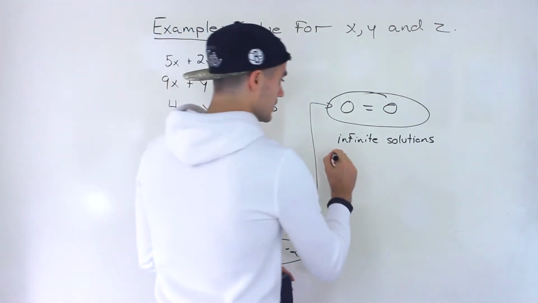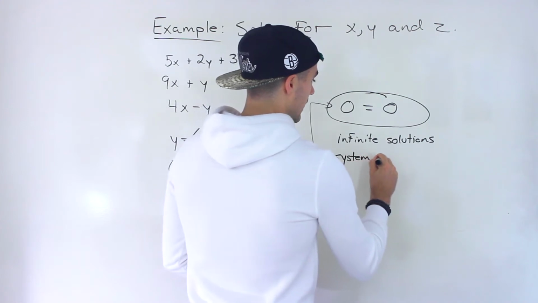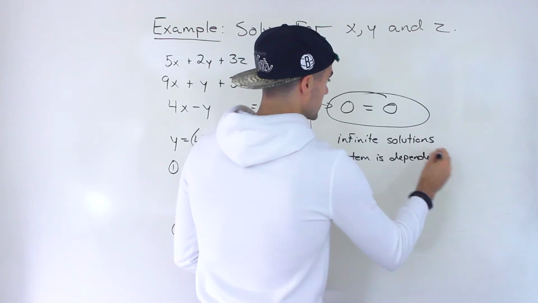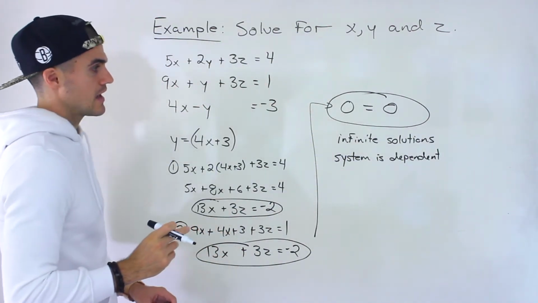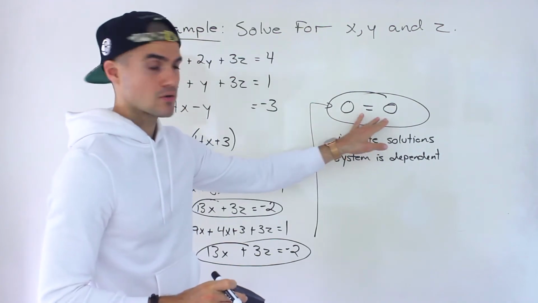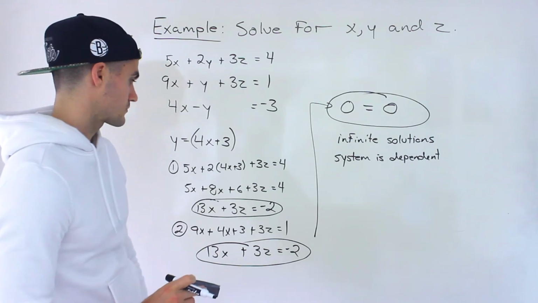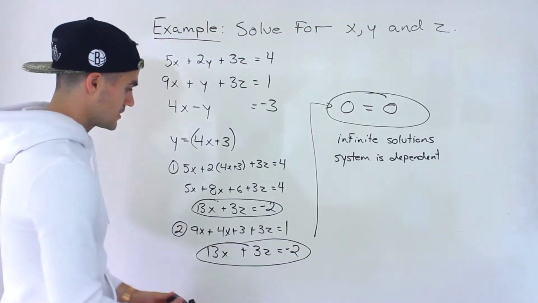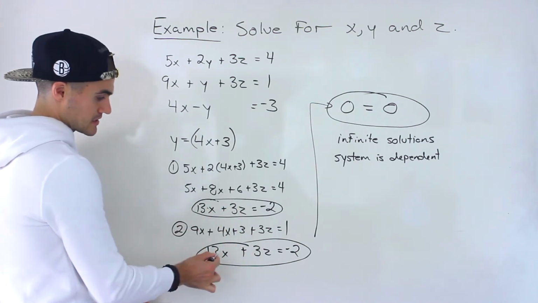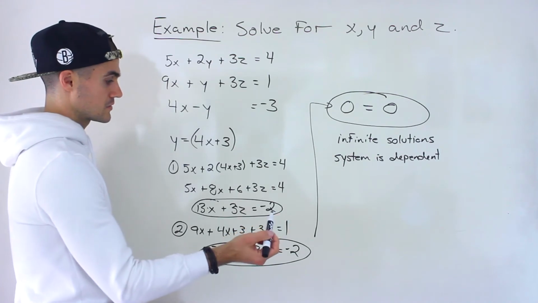Sometimes you'll see another term being used is that the system is dependent. And there's multiple ways to represent this. I'm going to show that in a sec, but just want to explain that whenever you get 0 is equal to 0, it means there's an infinite amount of solutions. The system is dependent. Because notice that, for example, if we did elimination, because everything is the same, this minus this, this minus that, we'd end up with that 0 is equal to 0.